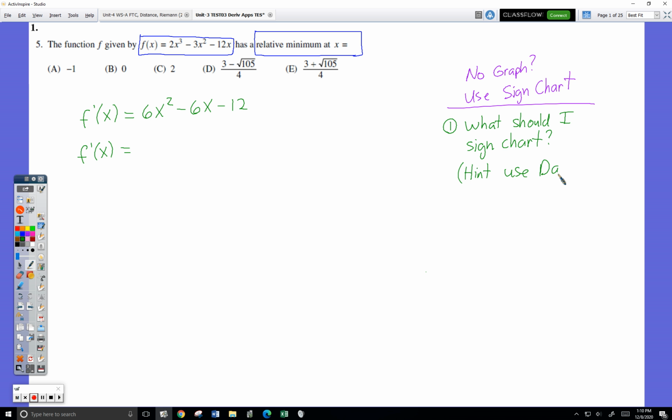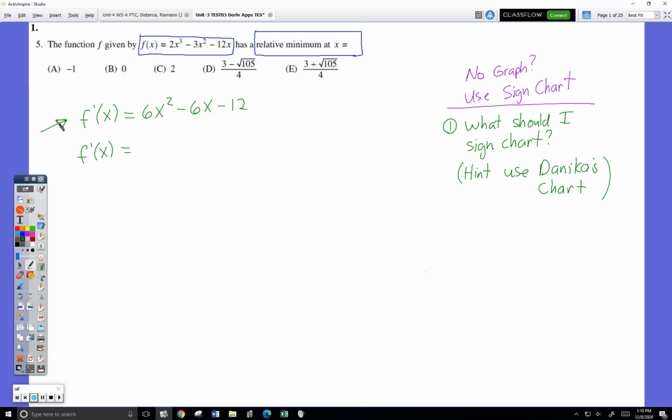I think it's helpful that we call one tool Danica's chart, we call the other tool a sign chart, because Megan didn't need to do this step. She figured out that she needed to sign chart f prime. But I've had a lot of people make mistakes because they sign chart the wrong thing. So I will say, don't ever sign chart until you've Danica's charted.